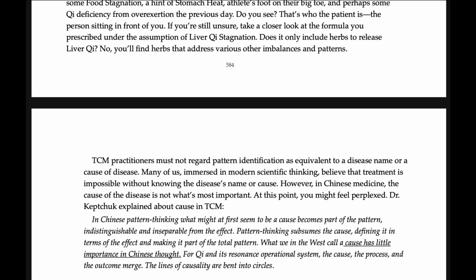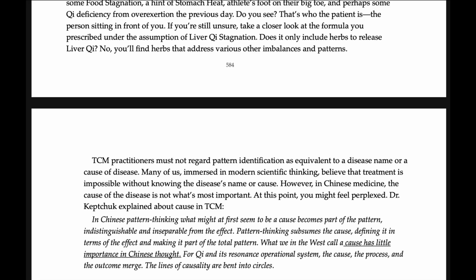Many of us, immersed in modern scientific thinking, believe that treatment is impossible without knowing the disease's name or cause. However, in Chinese medicine, the cause of the disease is not what's most important. At this point, you might feel perplexed. Dr. Kaptchuk explained about cause in TCM.